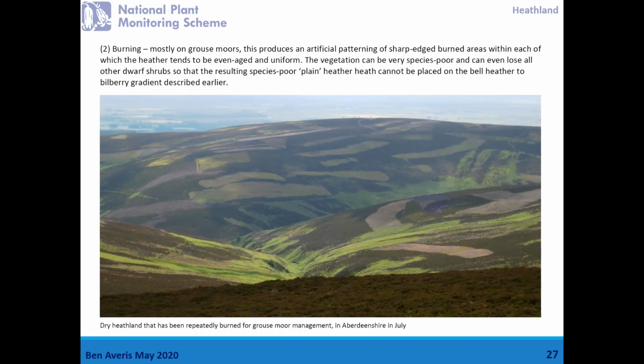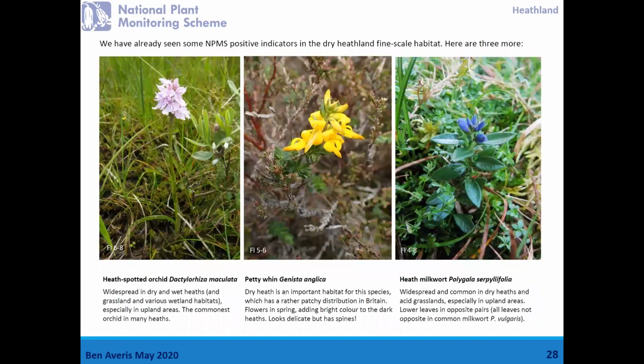Okay, if we go on to the next page, we've got a few more vascular plant species, three more. These aren't the most species rich habitats for their vascular plant species. They're not like calcareous grasslands, where you can get loads. You wouldn't know where to stop really for illustrating herbs and things. Anyway, heath spotted orchid, very, very common in a lot of these dry heaths and in wet heaths too. Quite distinctive with that little pale pink flat topped spike of flowers.